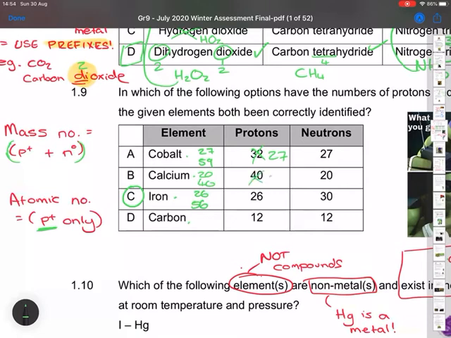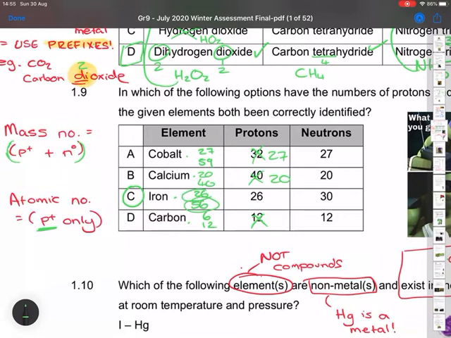So that's wrong, that should be 20. Carbon should have 6 and 12. So carbon is wrong. Okay. Iron 26 and 56. If I asked you how many neutrons it's got, you'd go 56.